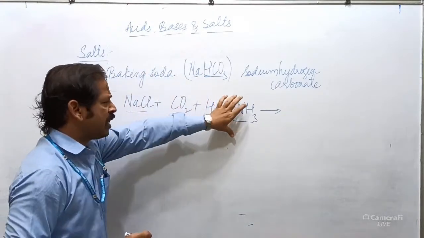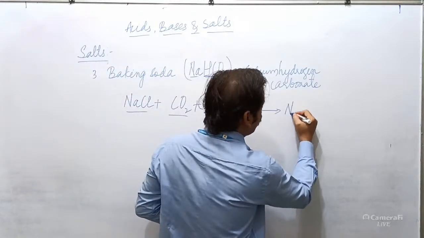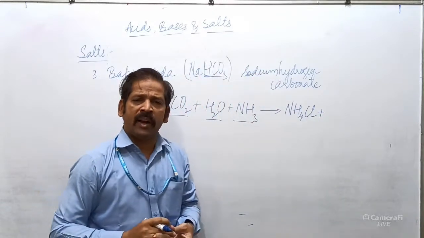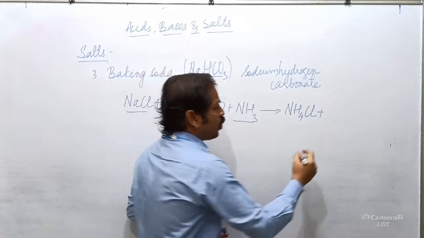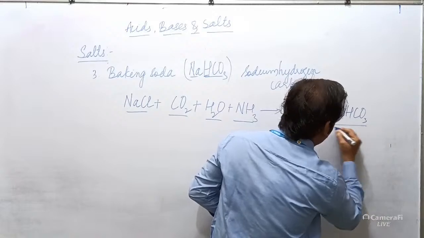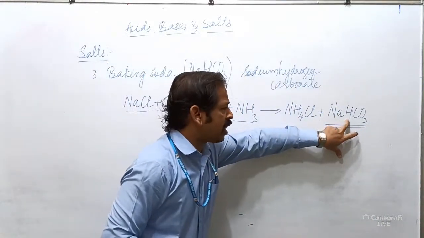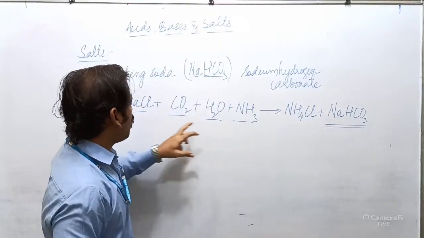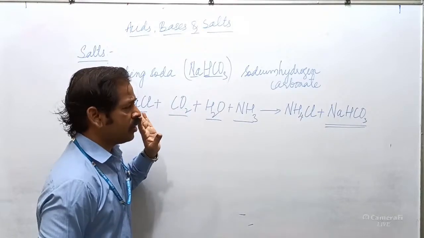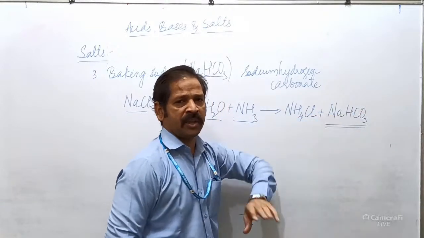When these four chemicals react with each other, we get two chemicals: one is ammonium chloride, the second is sodium bicarbonate. This process is called the Solvay process. Sodium bicarbonate is obtained when ammonia and carbon dioxide react with sodium chloride along with water. The chemicals ready are ammonium chloride and sodium bicarbonate.